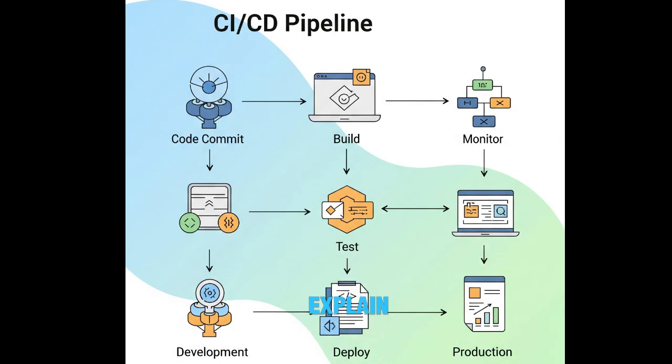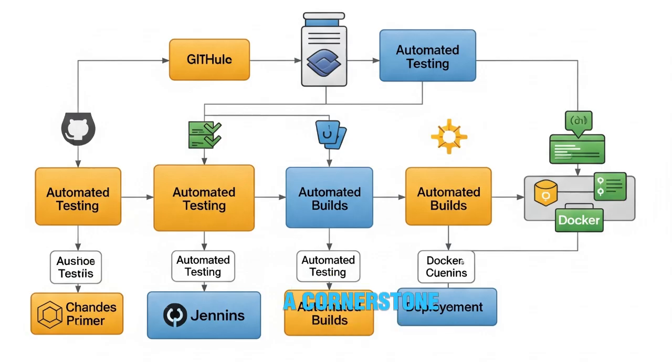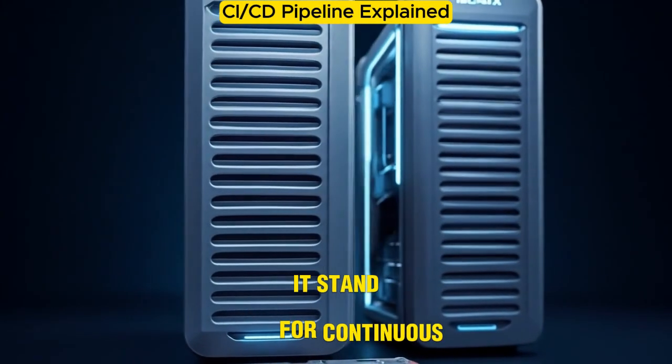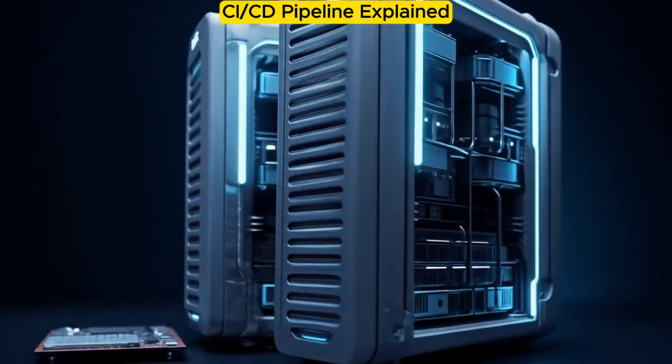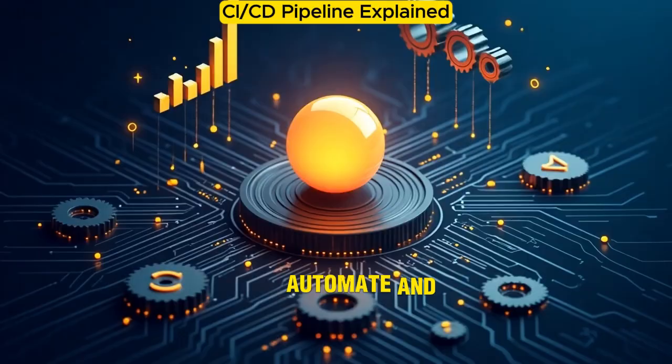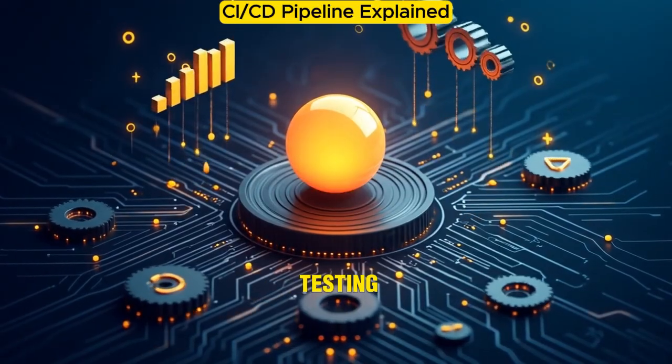CI/CD pipeline explained in 5 minutes. The CI/CD pipeline is a cornerstone of modern DevOps and agile software development. It stands for Continuous Integration (CI) and Continuous Delivery/Deployment (CD), a set of practices and tools used to automate and streamline software development, testing, and deployment.